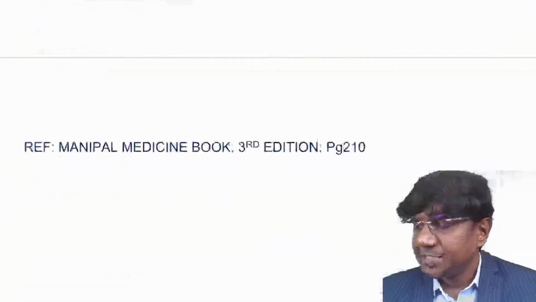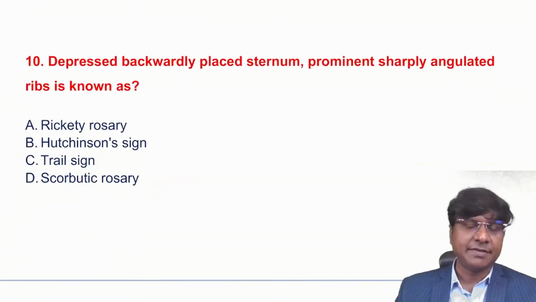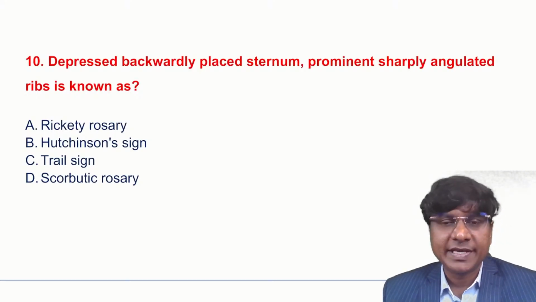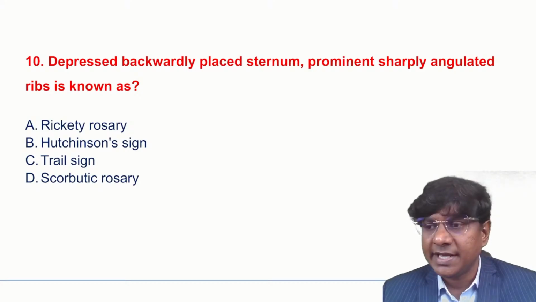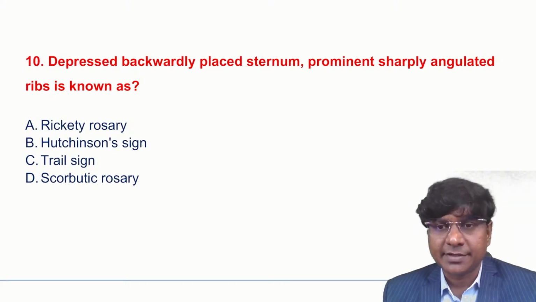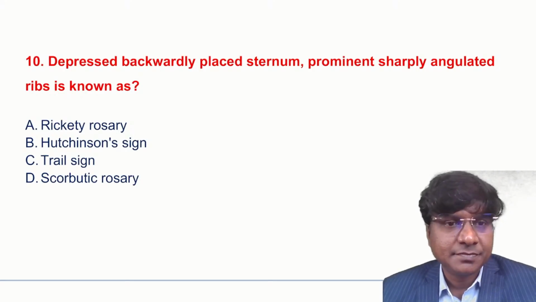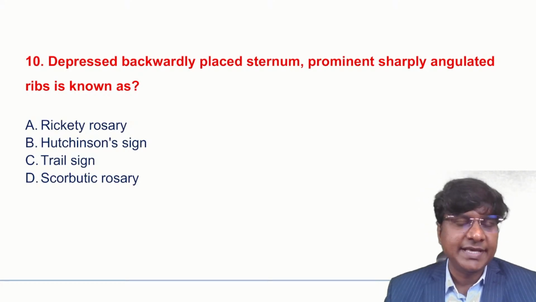And remember all these signs, whatever we have discussed, the peripheral signs, that is pistol shot sounds, DeMusset's sign, Quincke's sign, all these are present in chronic AR, but not in case of acute AR. Okay, right. See the next question. Depressed, backwardly placed sternum, prominent sharp angulated rib is known as.